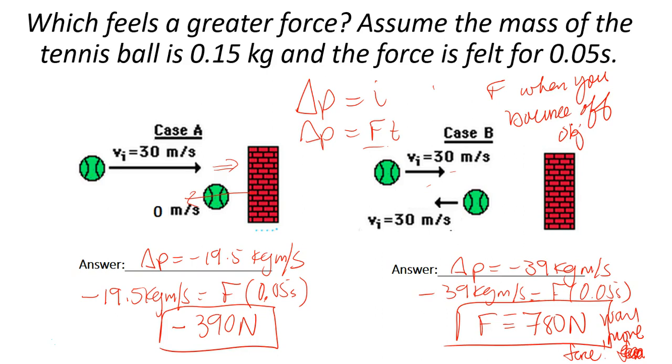In other words, if you're on the bumper cars and you hit a wall and stop, you're going to feel less force than if you hit your friend's bumper car and bounce off it and go a different direction, according to physics.